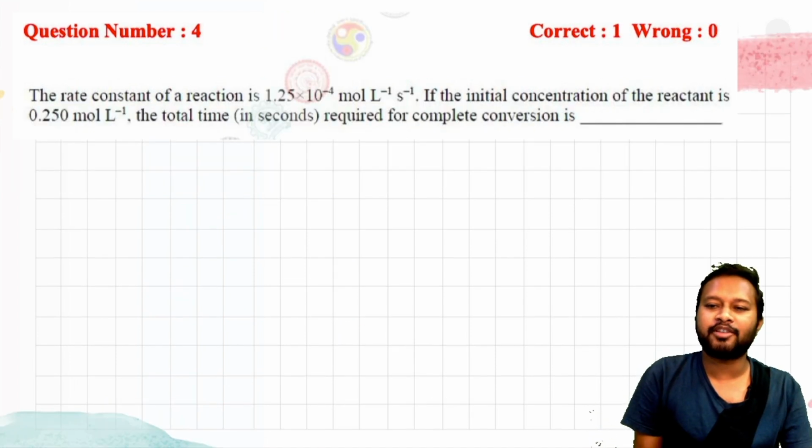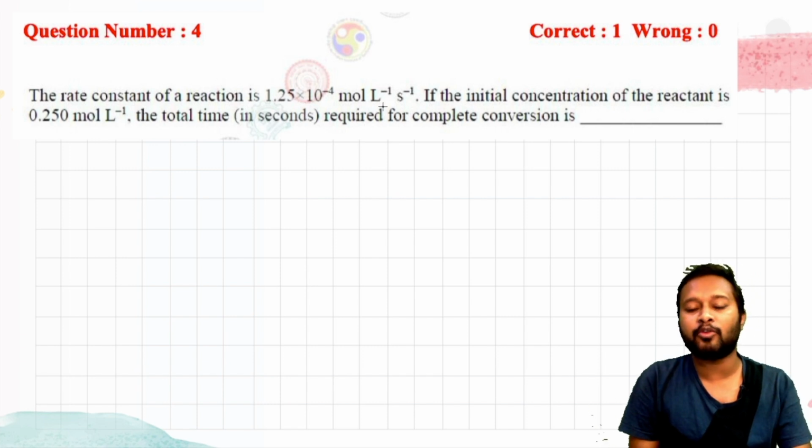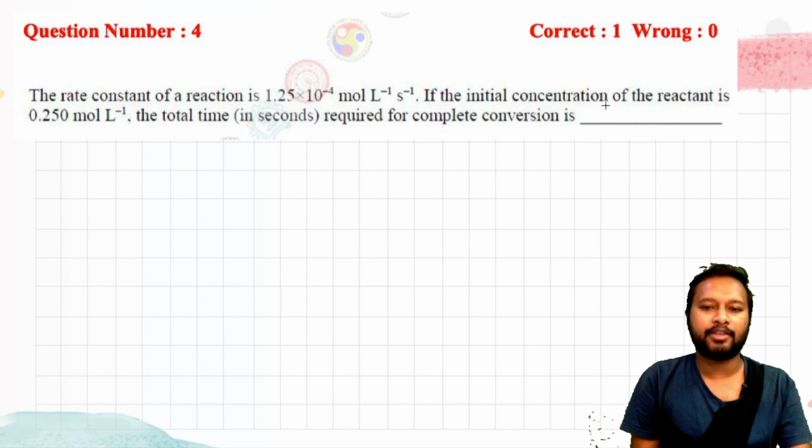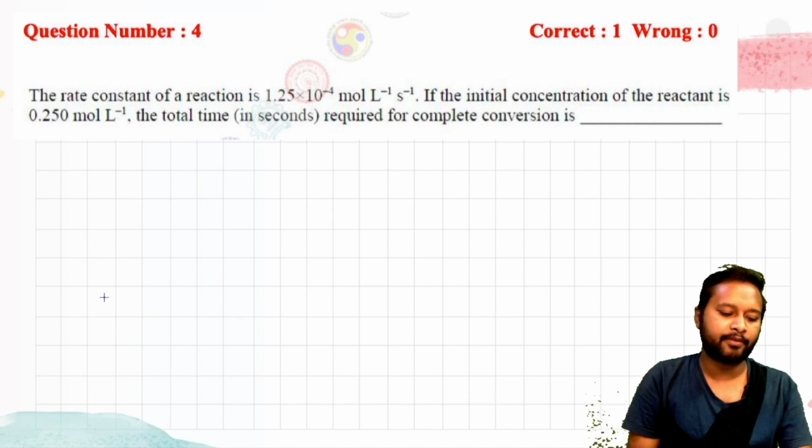Right, let's talk about this question here. It says that the rate constant of reaction is 1.25 into 10 to the power minus 4 moles per liter per second. If the initial concentration of the reactant is this much, the total time required for complete conversion is. Now this again is from the complete conversion. You have to understand which order reaction it is. That will be given to you from the unit of this K, from the unit of rate constant.